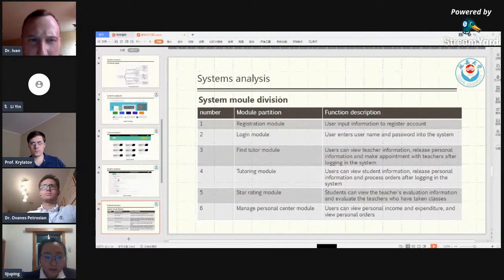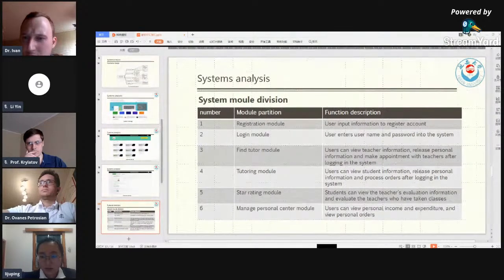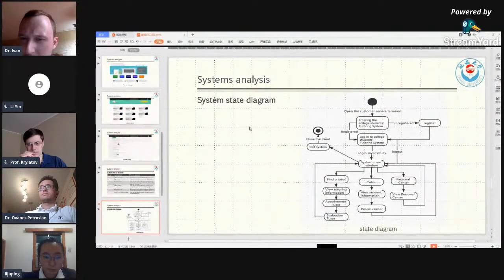System model division. Our system divides into 6 model partitions: pre-structure model, login model, find-a-tutor model, tutoring model, star rating model, and manage personal center model. This is their function description. Users input information to register an account. This is the system flow diagram.